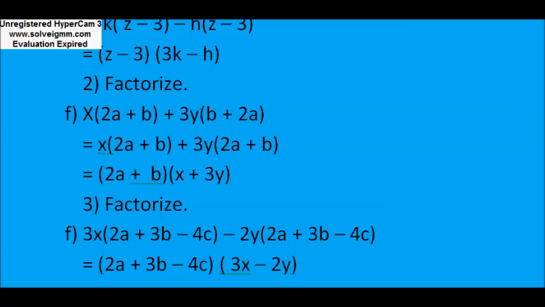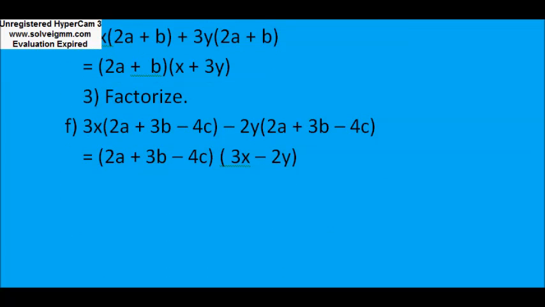Now in question number 3, I'm explaining only this question. So here 3x multiplied by 2a plus 3b minus 4c minus 2y into 2a plus 3b minus 4c. Again, this whole factor 2a plus 3b minus 4c is common between these two terms. So you will take 2a plus 3b minus 4c common, and then inside the bracket 3x minus 2y is left.